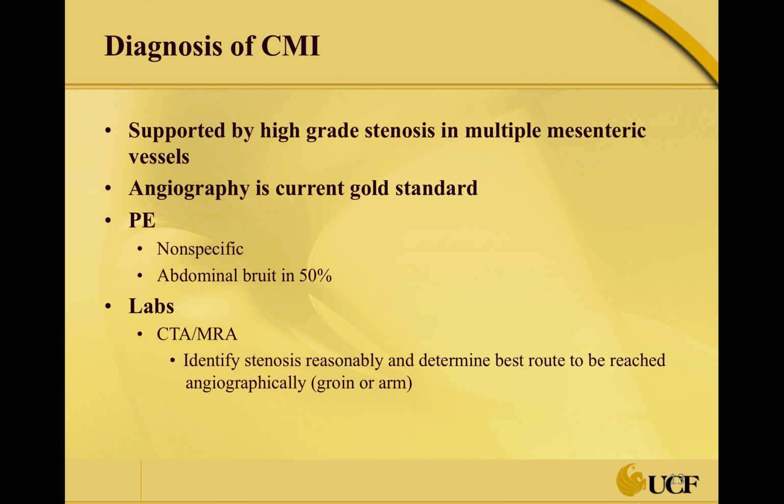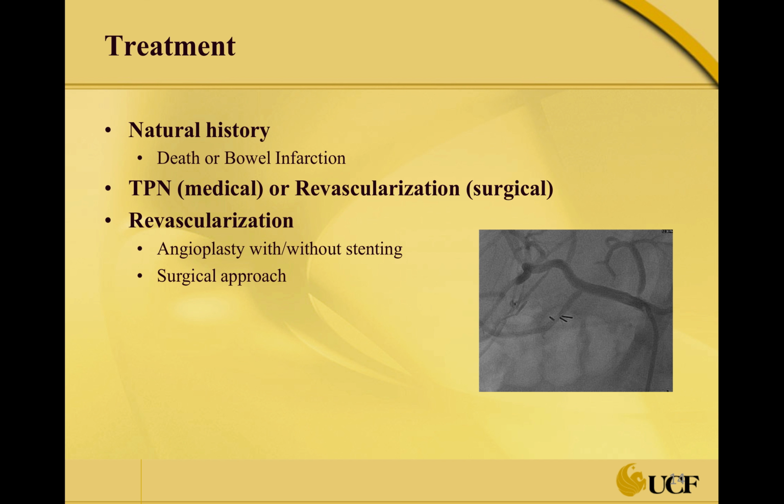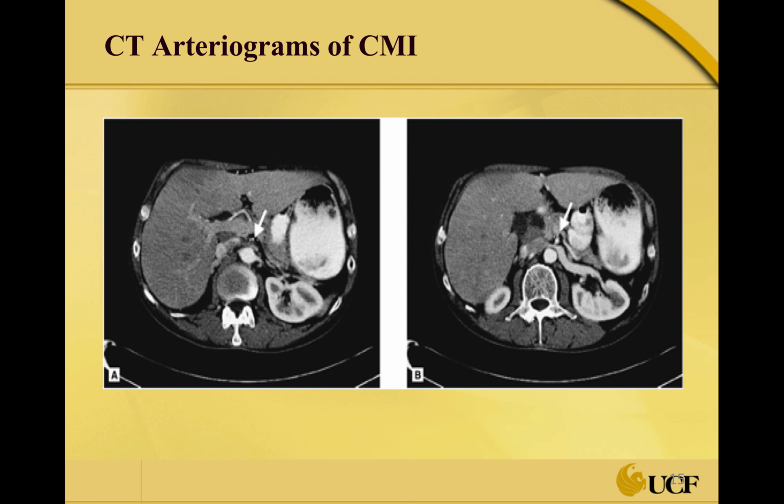So obviously for intervention purposes. And the treatment, taking into consideration the natural history and whether it's death or bowel infarction. These patients are usually treated on TPN or they need surgical revascularization. And this revascularization involves angioplasty with or without stenting or an open surgical approach, which is very, very risky.